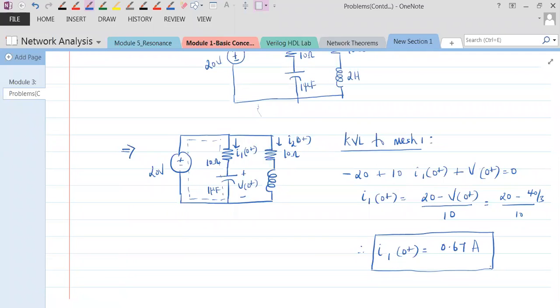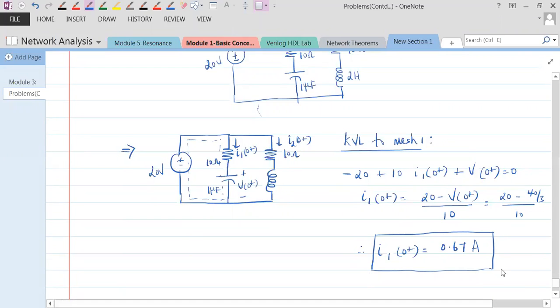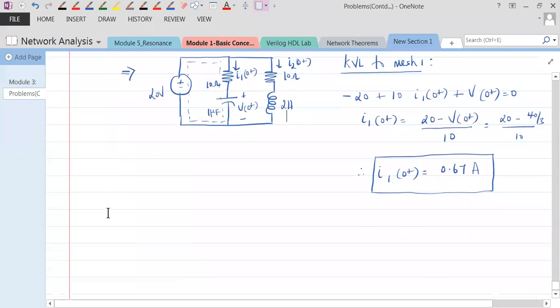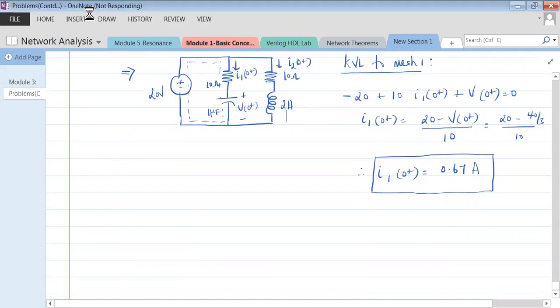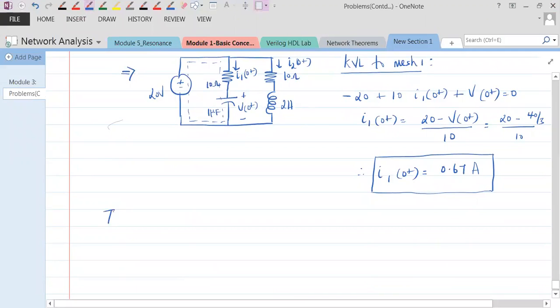Now we have to find the first order differential and the second order differentials. With the same circuit we can do that, but when we are doing that, we need to consider the inductance and capacitance of the circuit. Fine, so how to do it? To find di1 of 0 plus by dt and di2 of 0 plus by dt.